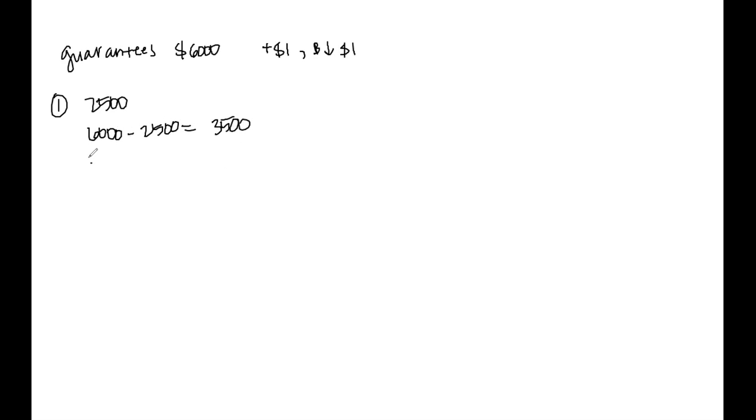And then their total income is going to be their income plus whatever their benefits are. So that equals the $2,500 they're already receiving plus the $3,500 in benefits from the subsidy program. So that gives us a total income of $6,000, which was guaranteed. So that one was pretty straightforward.